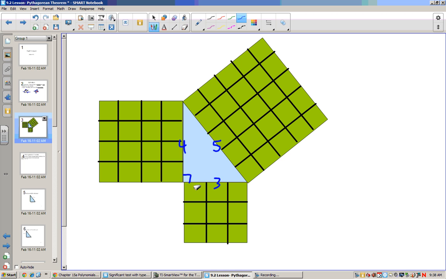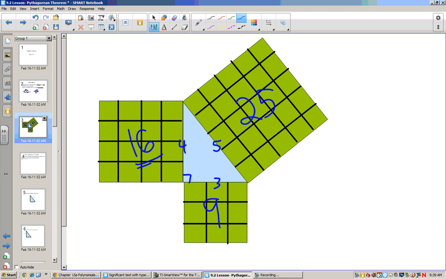Now there's a property with right triangles where if I take this side and make a square out of it, which is 3 by 3, that would make 9 boxes. If I take a square out of this side, that would be 4 by 4, which would make 16 boxes here. Now I would have a 5 by 5 box, which is 25.